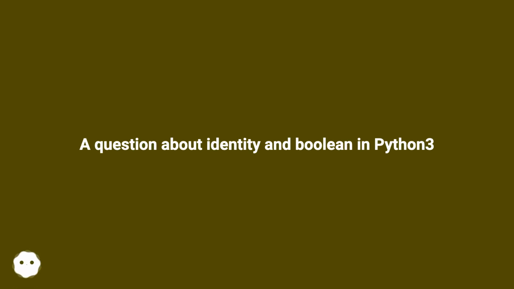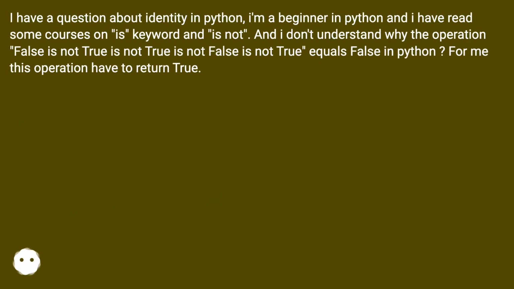A question about identity and Boolean in Python 3. I have a question about identity in Python. I'm a beginner in Python, and I have read some courses on the is keyword and is not. And I don't understand why the operation False is not True is not True is not False is not True equals False in Python. For me, this operation has to return True.